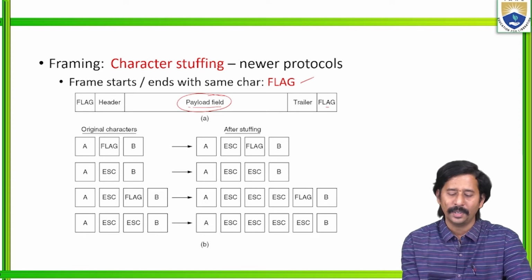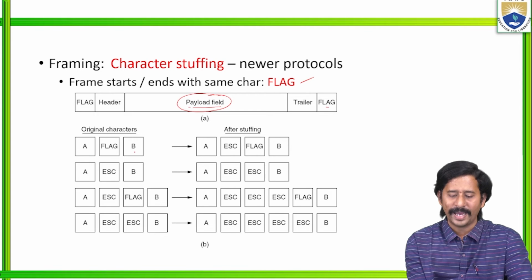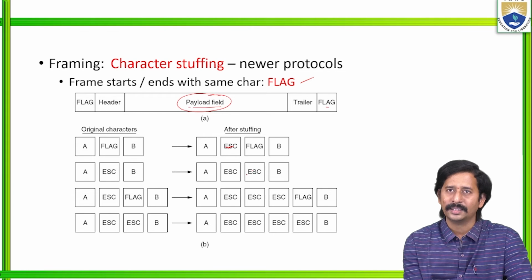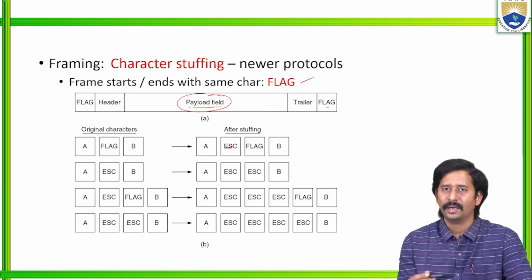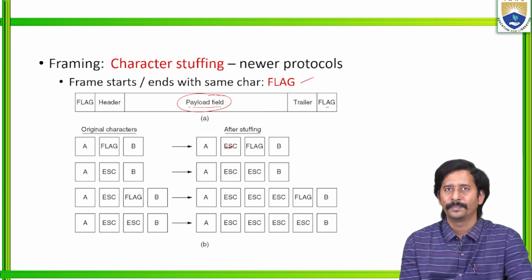Let us take this example. The original characters are A and B. A, flag, B. After stuffing, we need to add an escape before the flag. Then for each and every character, we add an escape: escape A, escape B. Like this, from the application point of view, we need to add more flags according to our requirement.